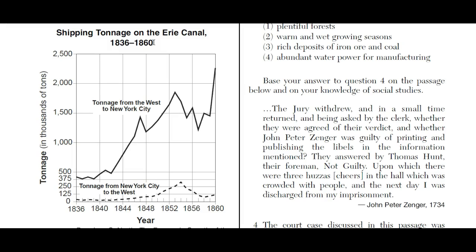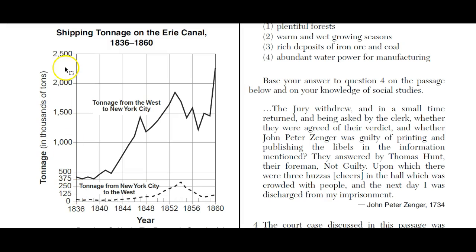1836 is, of course, when the canal opens. 1860, now we notice that's Civil War. Wonder why they stopped with 1860 with this chart. Maybe because by the 1860s, canals are beginning to be replaced by railroads. Interesting. Anyway, okay, tonnage. So how many tons and thousands of tons are shipped?